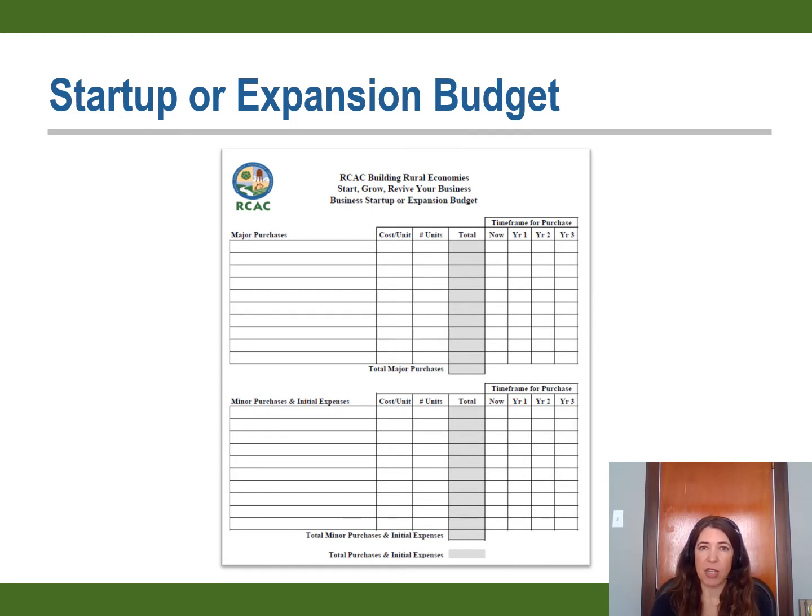This handout is located in your workbook under Module 7 behind the PowerPoint slides. Start with listing each type of purchase, the cost per unit, and how many units you'll need. So for example, if you need aprons and each apron costs $15 and you need 10 aprons, the cost per unit is $15 and the number of units is 10 for a total cost of $150.